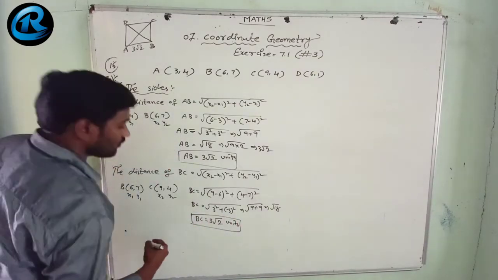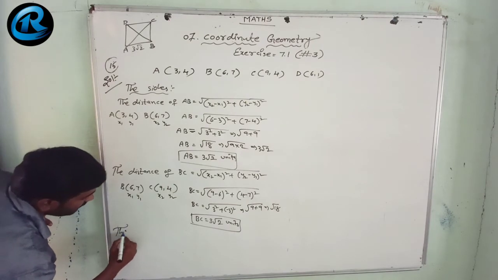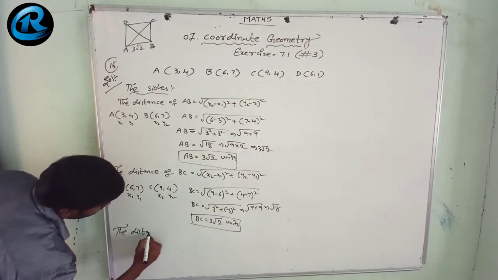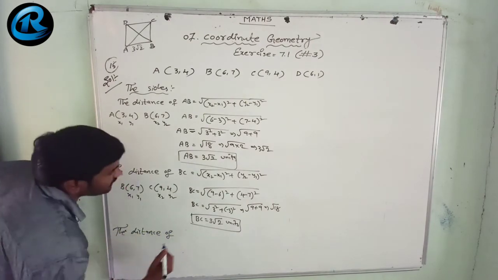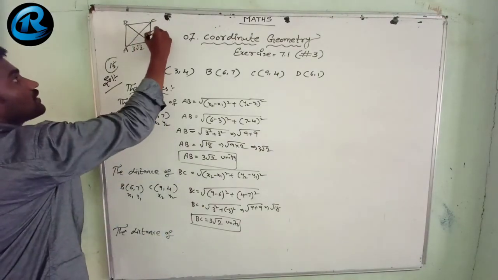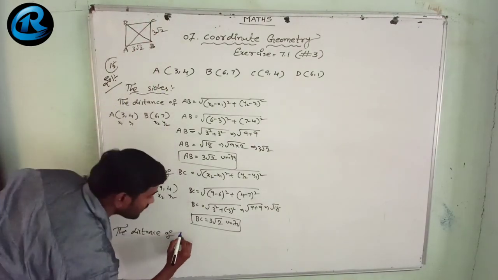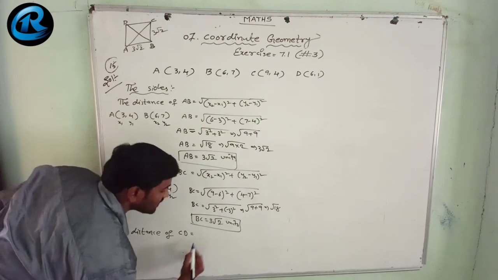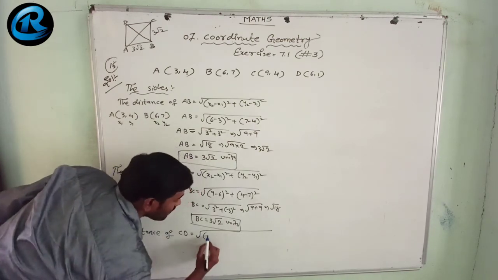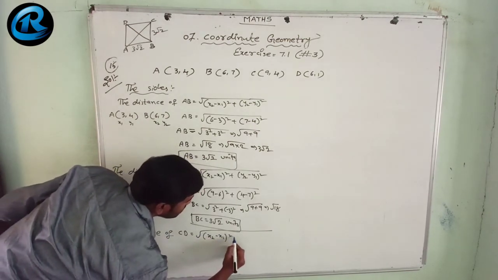Now next we go for the distance of CD. That equals the distance of CD is under root of x2 minus x1 whole square.